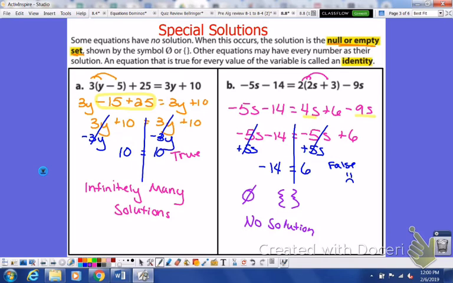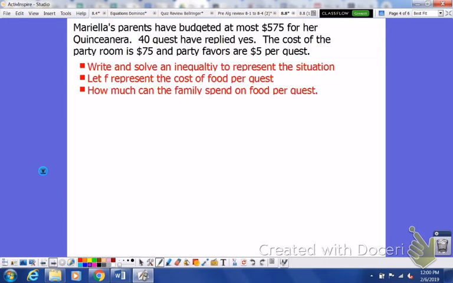Okay, so this is our null or empty set. This over here was our true statement where we have infinitely many solutions for our identity. All right, one last problem for this chapter.